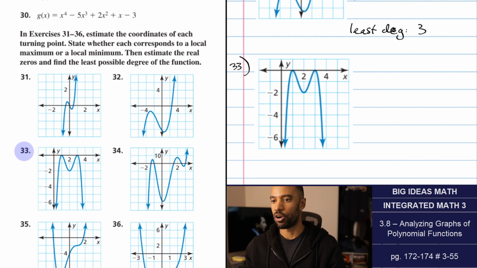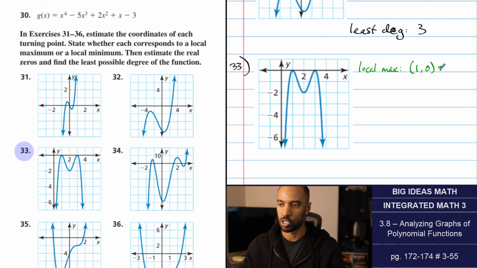What I'm seeing as the turning points for local maxes also appear to be my zeros of my function. So local max, I see 2 of them. I see what looks to be 1, 0, and 3, 0. Those are my estimations. That's probably what they are. Local min looks to be pretty straightforward as well at 2, -2.